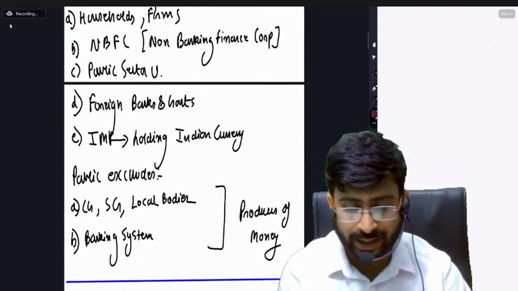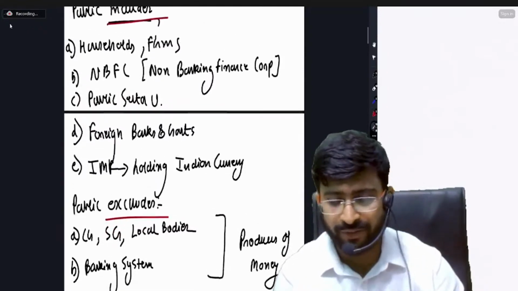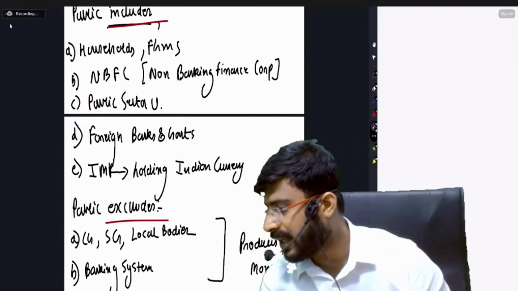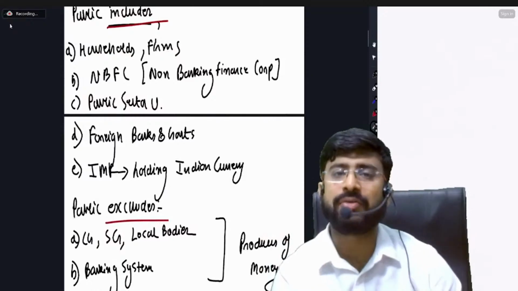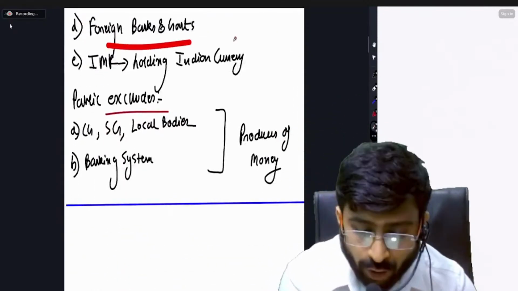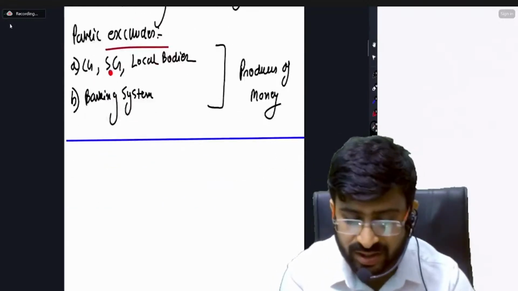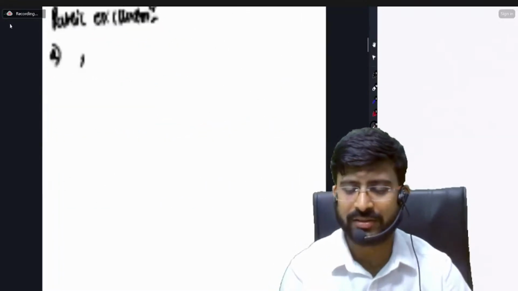Excluded मतलब हटाया गया, नहीं आते हैं. Includes मतलब आते हैं. कौन कौन included है एक बार फिर बोलिए सर. Okay, I'll tell you again. Households are included, firms are included, NBFCs are included, public sector undertakings are included, foreign banks and governments are included, IMF is included. What is excluded is the CG, SG, local bodies, and the banking system.